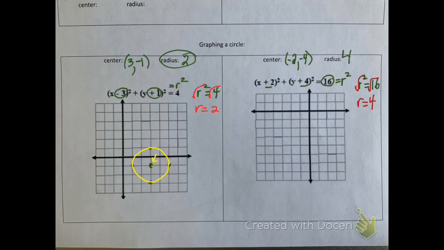So from here, I'm going to plot the center. So I go from the origin, 2 to the left and 4 down. So right here is the center. And then from there, I plot the radius. So from the center, I'm going up 4. So here's up 4, down 4. From the center to the right 4, and from the center to the left 4. So this would be my complete circle.